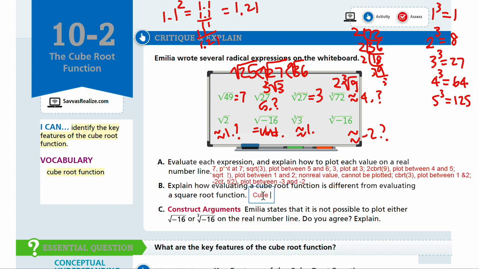So cube roots can be evaluated for all real numbers, whereas square roots can only be evaluated for positive real numbers and 0.